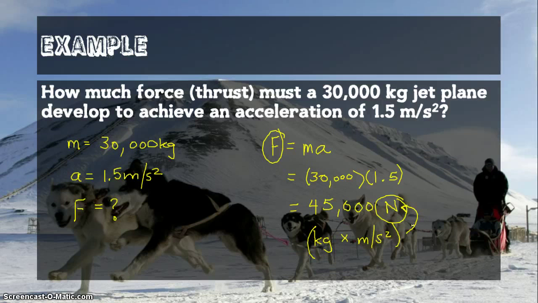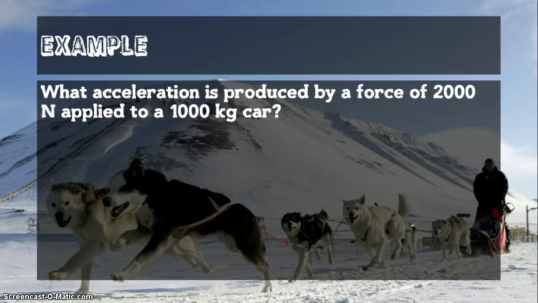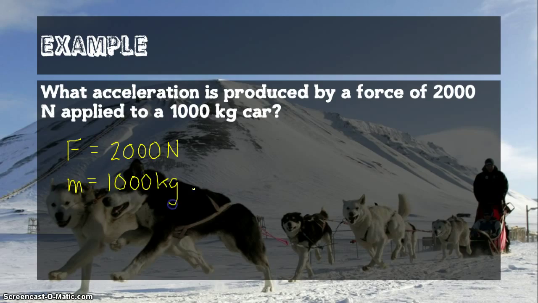We have one more example here. What acceleration is produced by a force of 2,000 newtons applied to a 1,000 kilogram car? So in this case, we have a force of 2,000 newtons. We have a mass of the car of 1,000 kilograms. And we're looking for the acceleration produced.